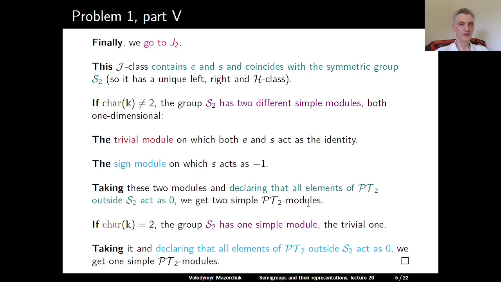If the characteristic of the field is equal to 2, then PT2 has 3 simple modules, 2 of dimension 1 and 1 of dimension 2. And this completes problem 1.